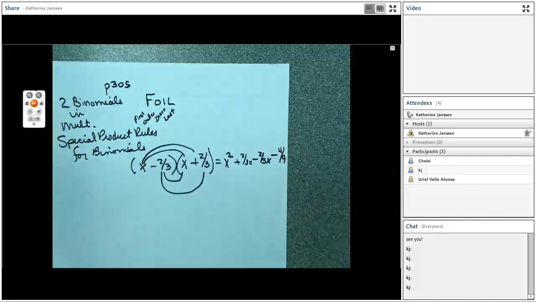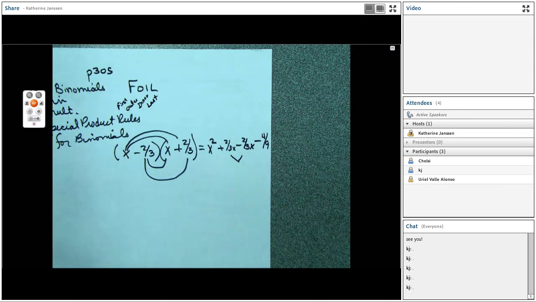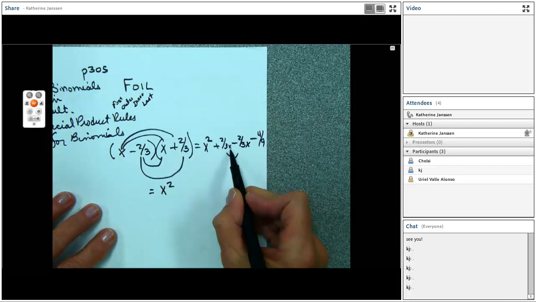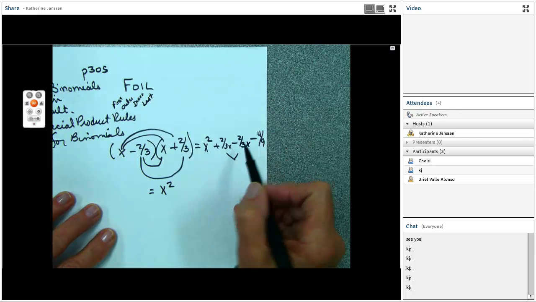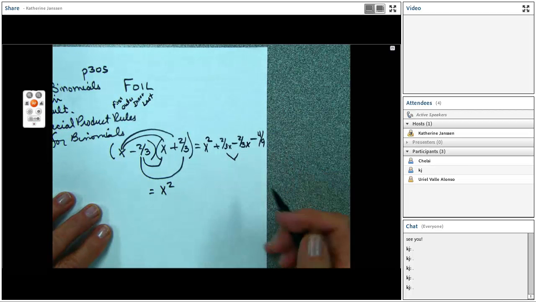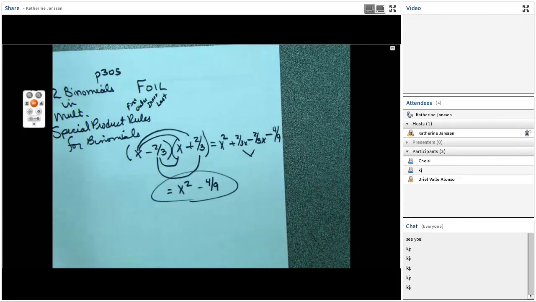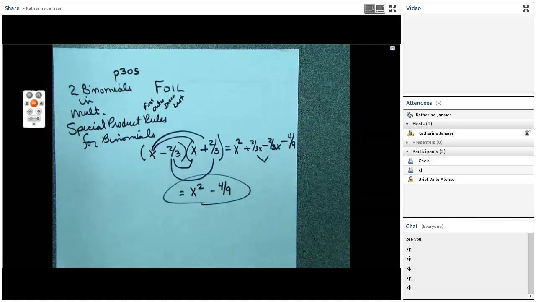Now another tip or hint with FOIL is that we want to always look to collect like terms. So I have x squared. Here's a positive 2/3 x and a negative 2/3 x, which goes to 0. They're opposites, minus 4/9. So our pattern for multiplying two binomials using our special product rules of FOIL and collecting like terms to simplify.